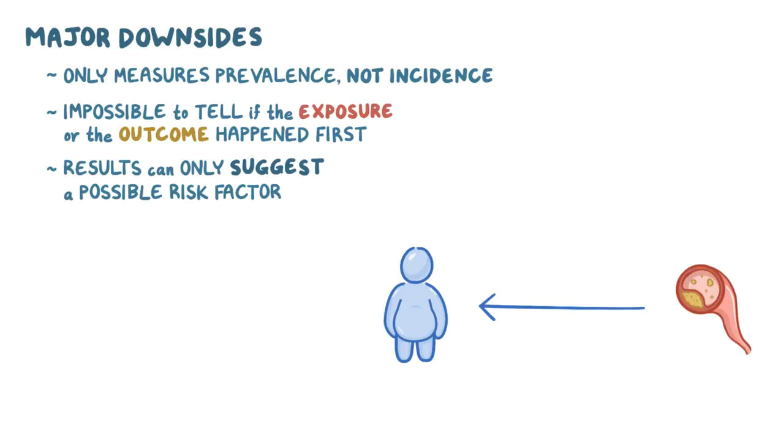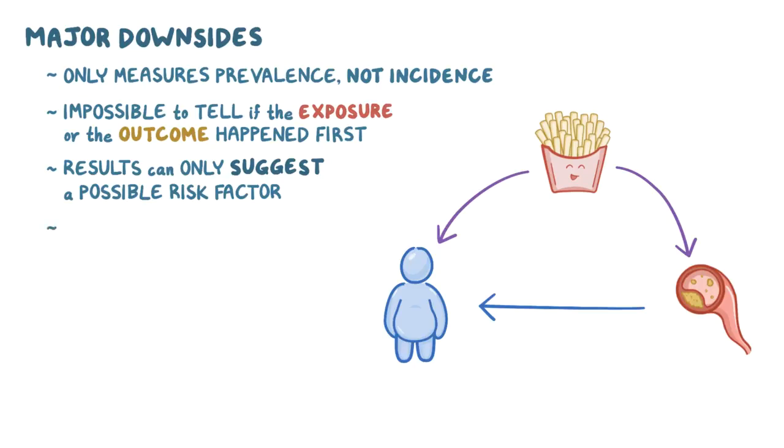It's even possible that some other factor, like eating fast food more than 3 times a week, might be influencing both the exposure and the outcome. But since we only see a snapshot, we won't necessarily know if there are any other variables that may be confounding or distorting the relationship.